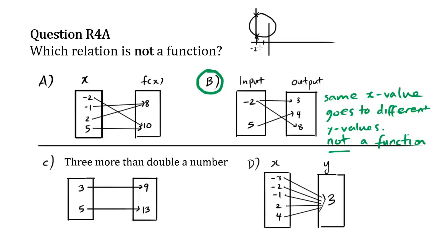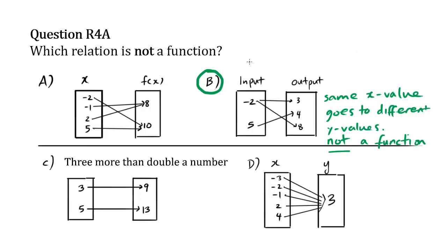So if I draw a straight line down, it cuts through and hits more than once. Therefore, it's not considered a function. It is considered a relation, but it's not a function. Functions must only cross once for the vertical line test. As for choice A, we have different x values, and even though two different x values point to the same y value, that's okay. And let's draw an example of that.